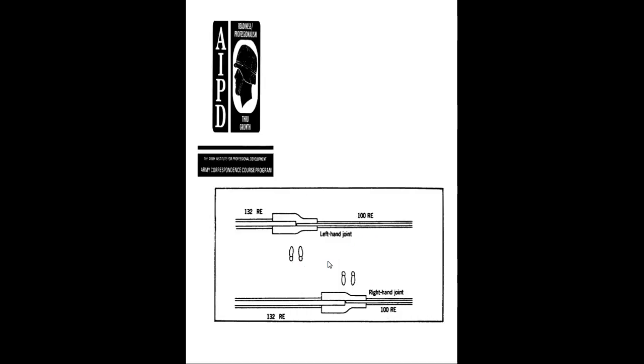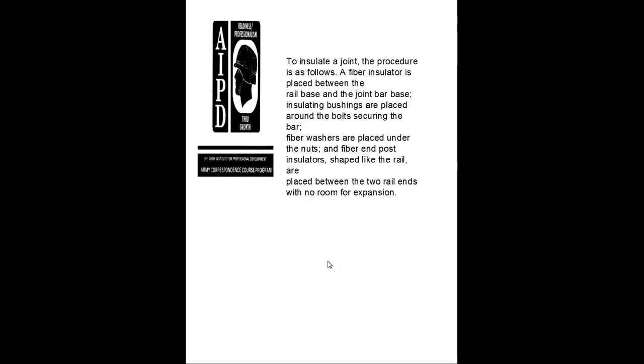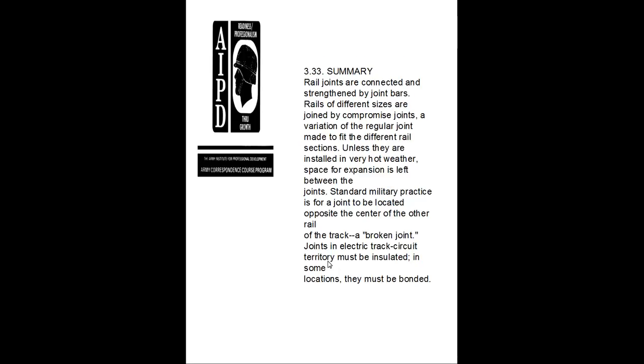Here you see a left-handed and a right-handed stand of a rail and split joint. To insulate a joint, the procedure is as follows. The fiber insulator is placed between the rail base and the joint bar base. Insulator bushings are placed around the bolts securing the bar. Fiber bushings are placed under the nuts, and fiber end post insulators shaped like the rail are placed between the two rail ends with no room for expansion.